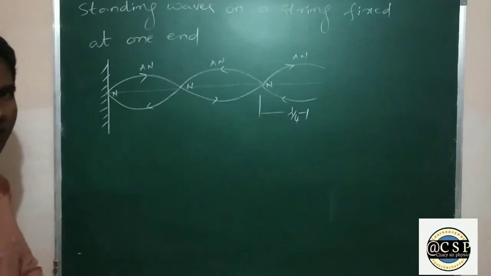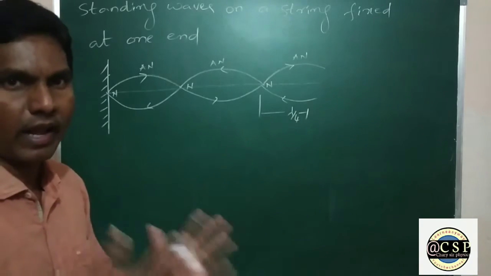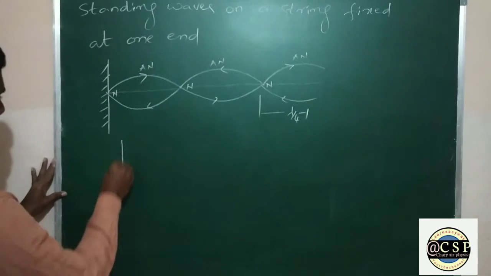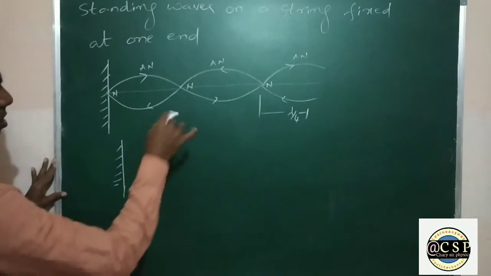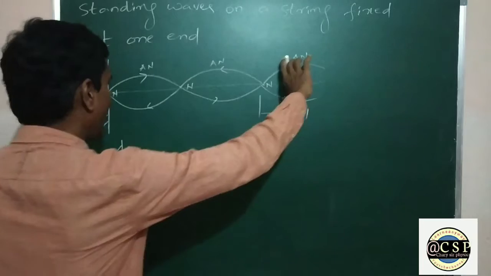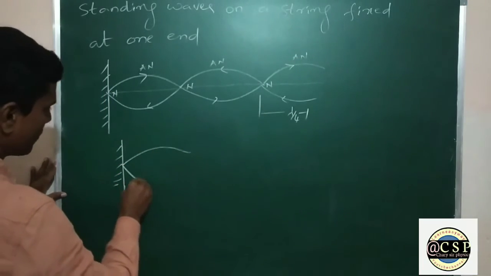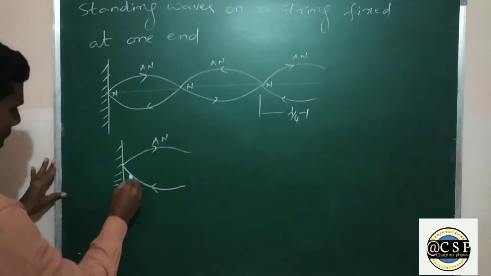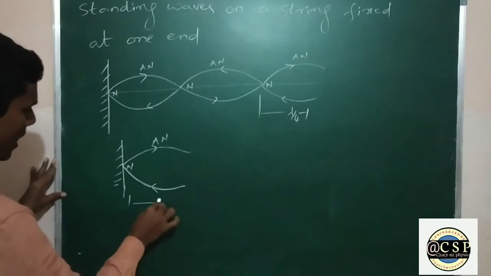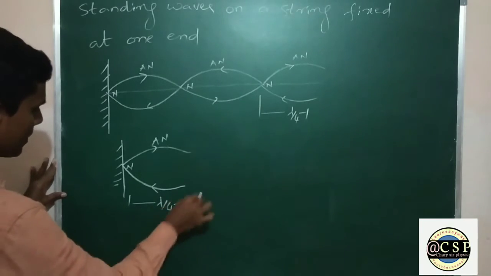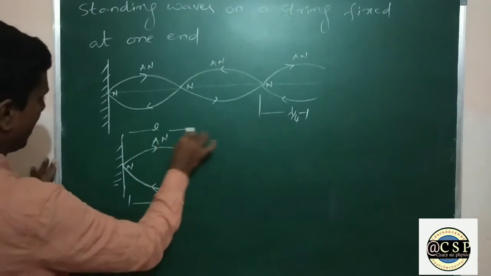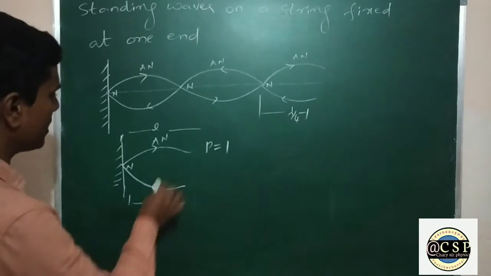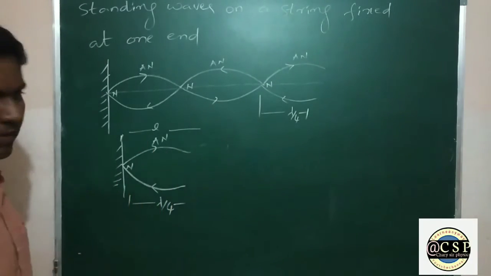Let us consider one mode, with the open end of the wave. At the last end, the open end of the wave is taken here in this form. This is the antinode, and the direction is like this and like this. Here is the node, and the distance between node and antinode is lambda by 4. Now its total length is L, so p is equal to 1, the first mode.